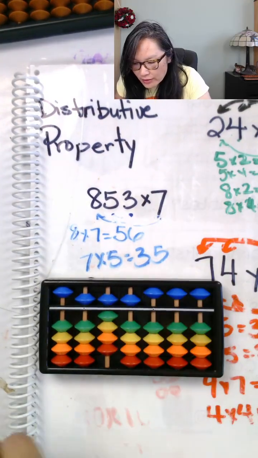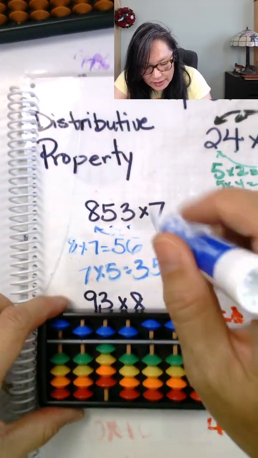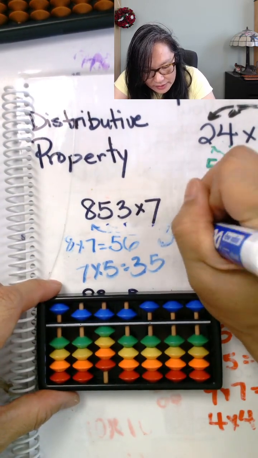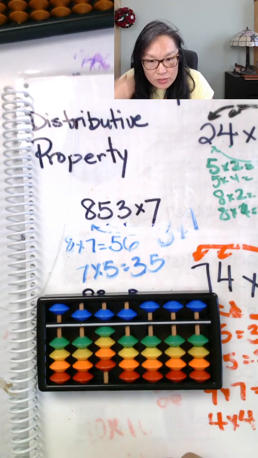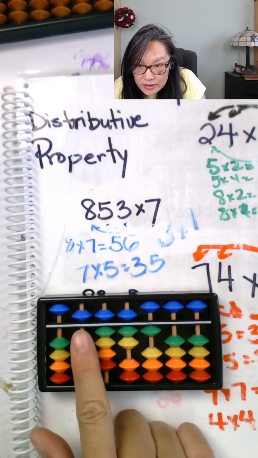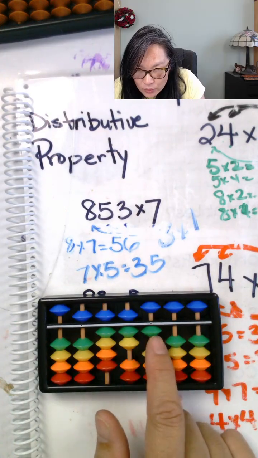And then what's our final number? Our final number is 7 times 3. 7 times 3 is equal to what? Is equal to 21. So my final answer is 5,971.